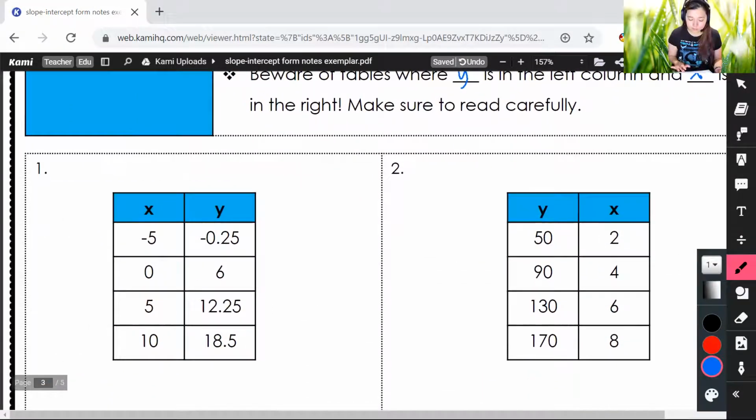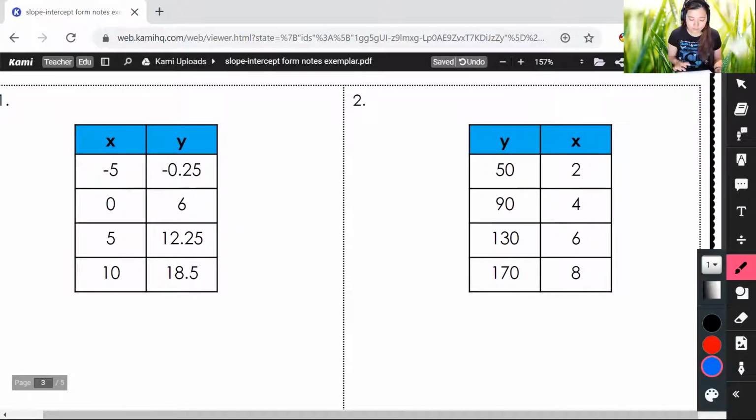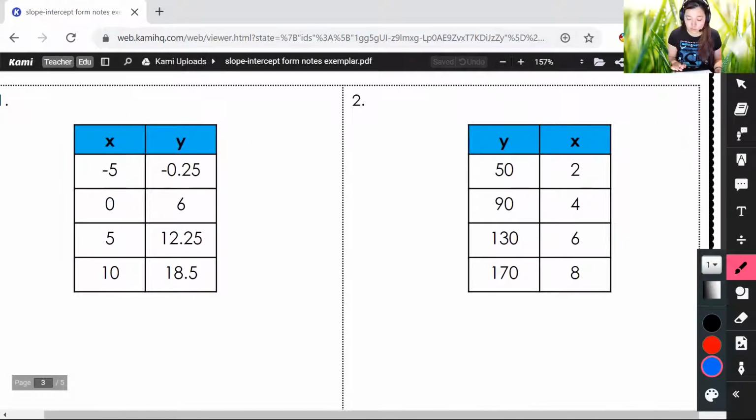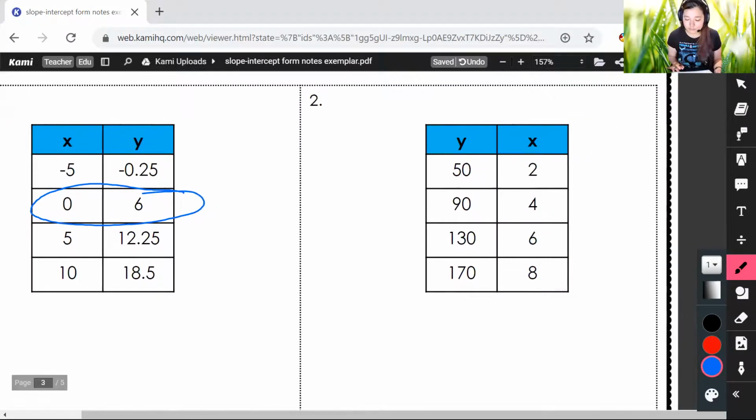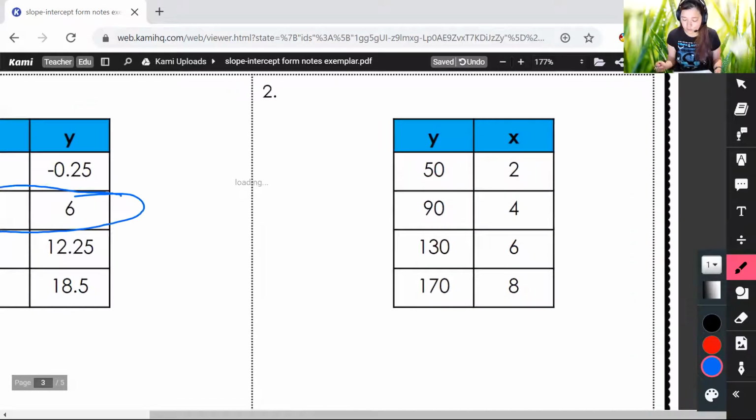Okay, so let's see an example. Now, I'm going to do number 2 because number 1, you can see that this already has the y-intercept given to you. And so I want to show one of the more tricky problems for you. And you can try that one on your own a bit later. Okay, so here, number 2, we have this table.